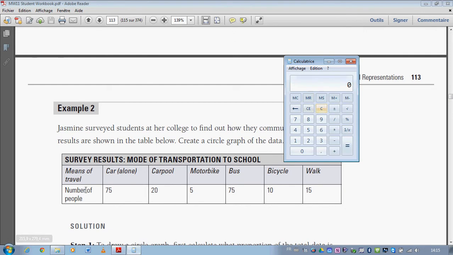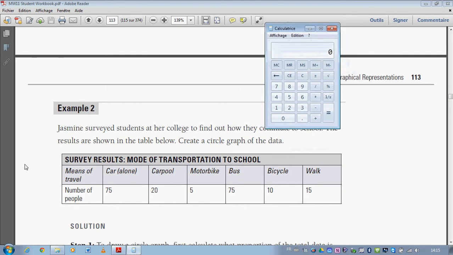Now, first of all, this is the survey results of the mode of transportation to school. Okay, so the means of travel, so car, carpool, motorbike, bus, bicycle, and walk, and the number of people. Now, the first thing you want to figure out is how many people in total are there, okay? Because once you've figured out how many people in total there are, then you can start figuring out the percentage that each one of these represents, okay?